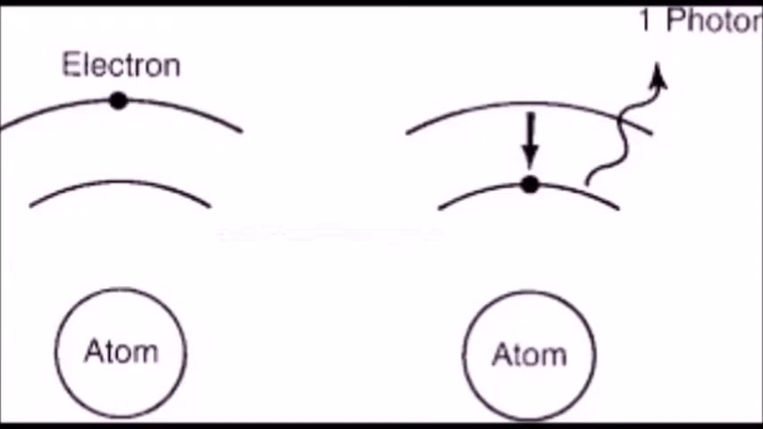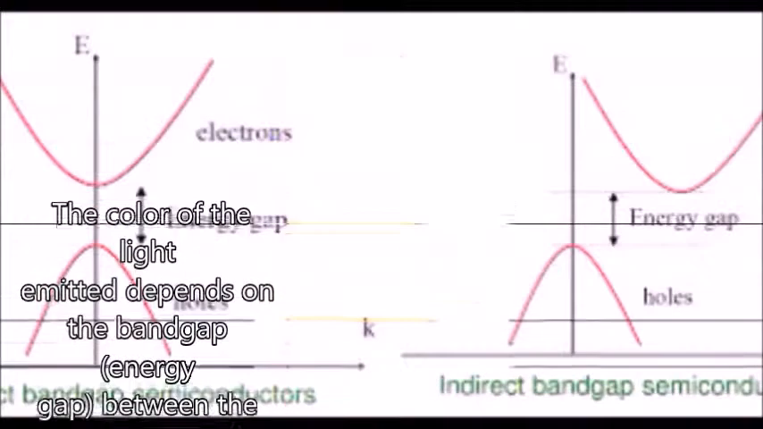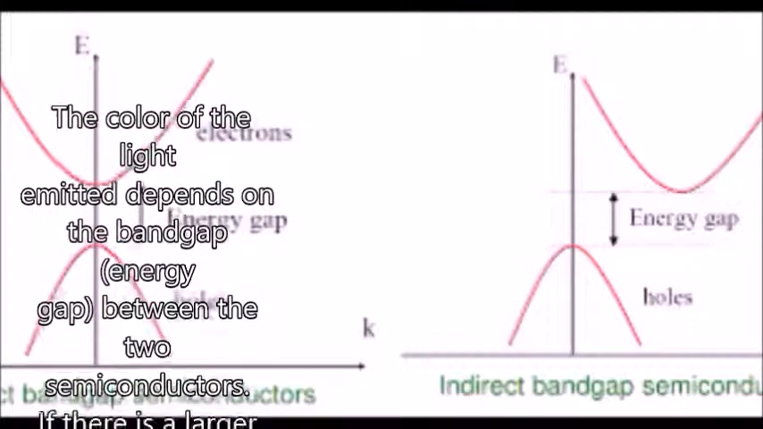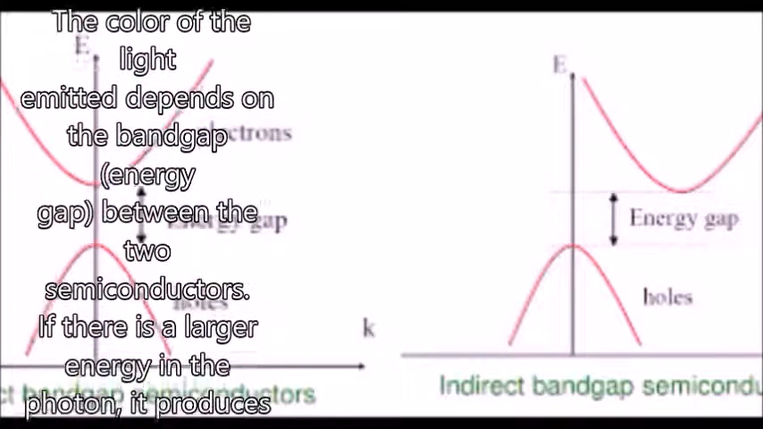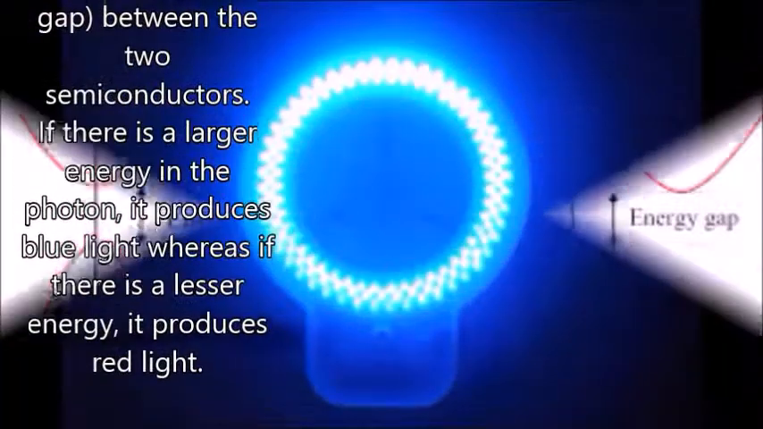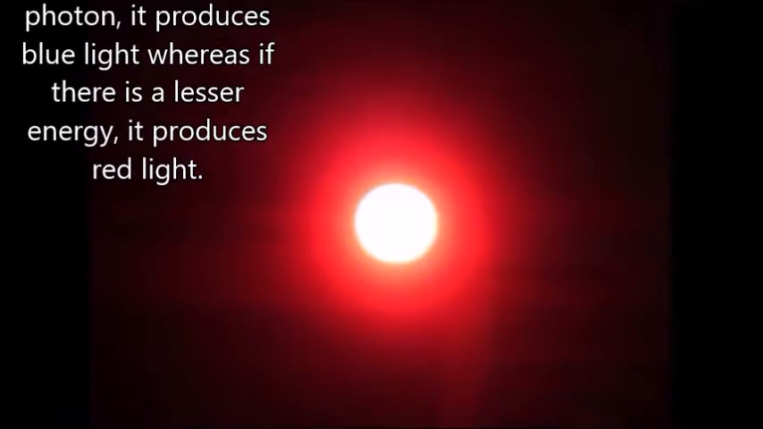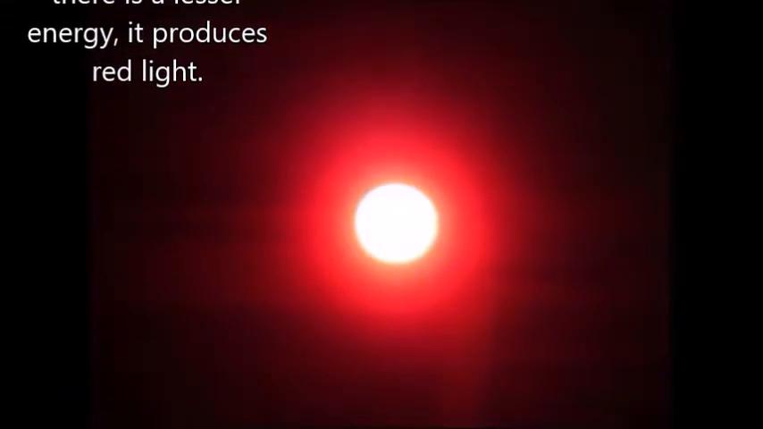The color of the light emitted depends on the band gap, that is, the energy gap between the two semiconductors. If there is a larger energy in the photon, it produces blue light, whereas if there is a lesser energy, it produces red light.